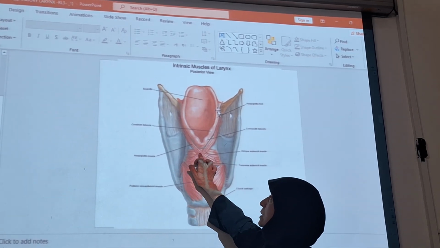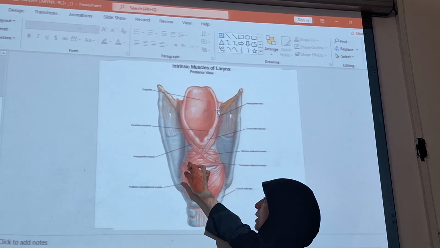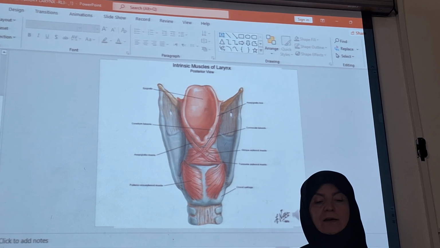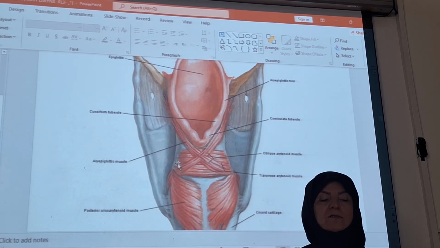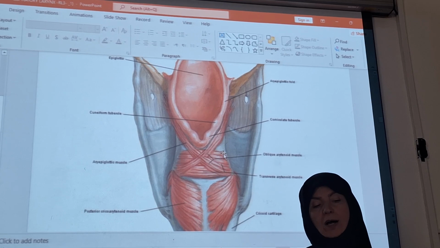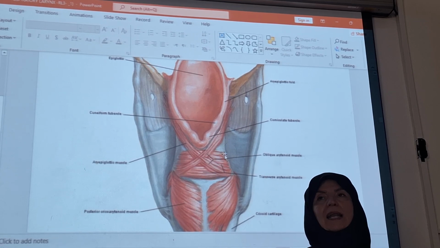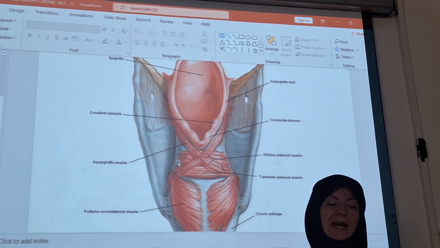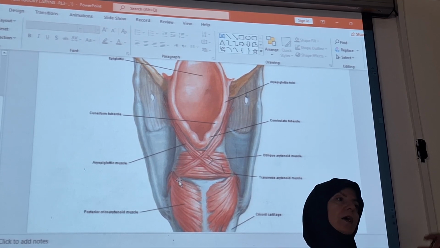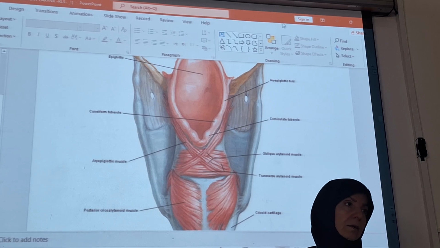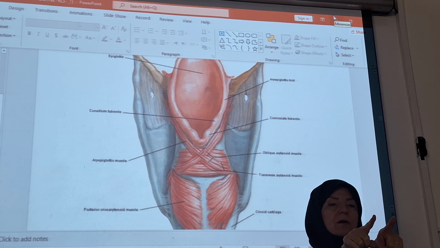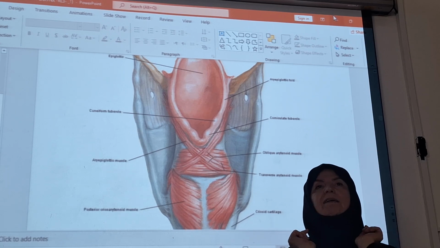About the next muscle, we can call it the transverse arytenoid muscle. What do you think? This is the transverse arytenoid muscle. On one side it is attached to the lateral border of the posterior surface of the arytenoid, and on the other side it attaches to the lateral border of the posterior surface of the other arytenoid. Adduction makes the larynx smaller. It makes the space between the vocal cords smaller. Look here.